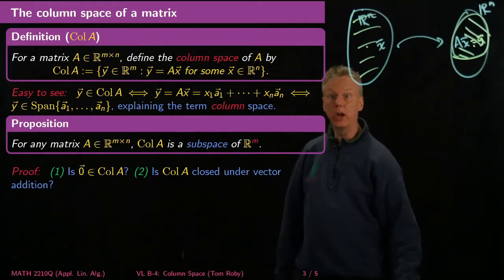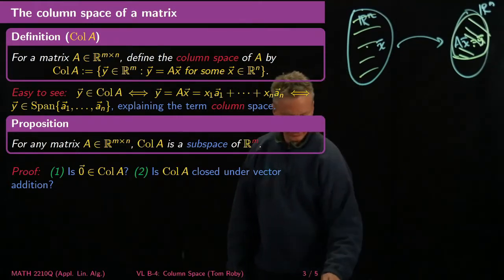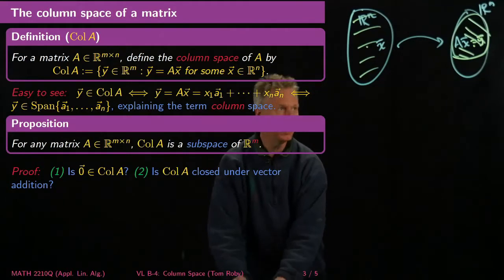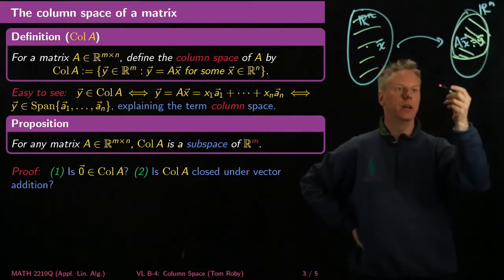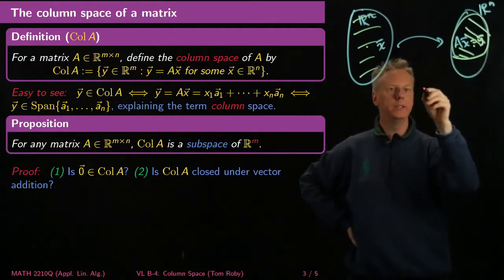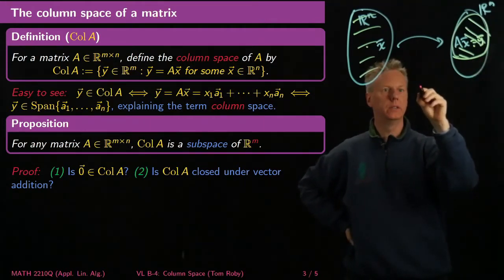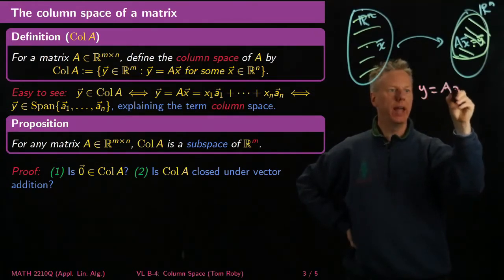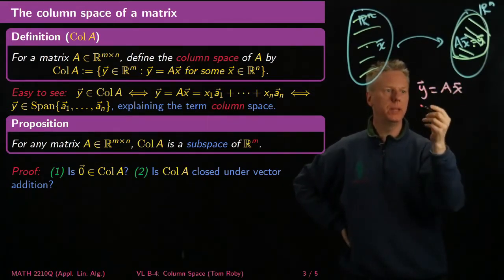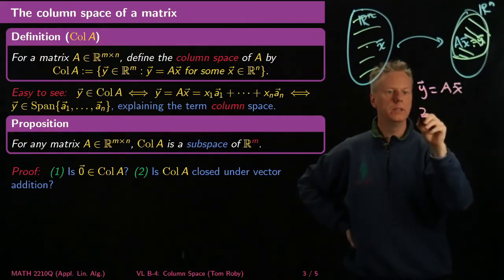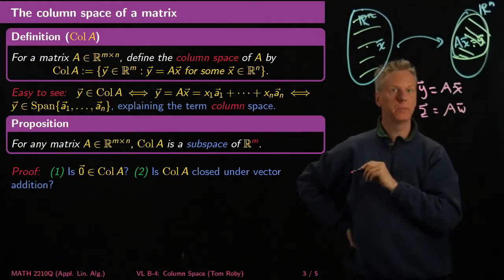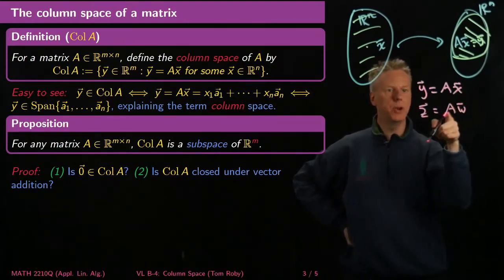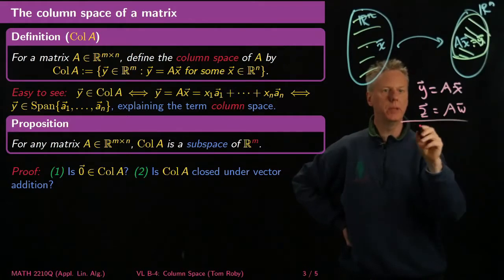Is the column space of A closed under vector addition? Let's see if we can check that out. So suppose we've got two things over here, I'll call them y and z. Suppose we know that y is equal to Ax, and z is equal to A times some vector w. We know that these x and w have to exist. Well, then what can you tell me about what happens if I add these two things?